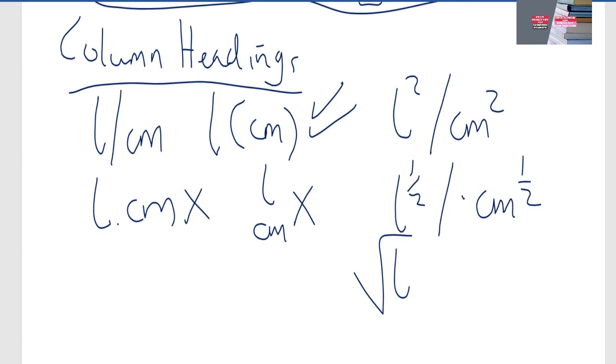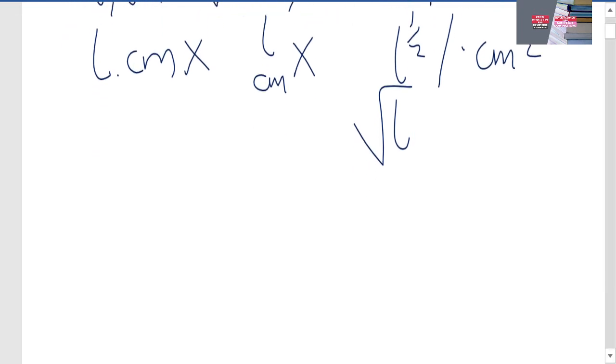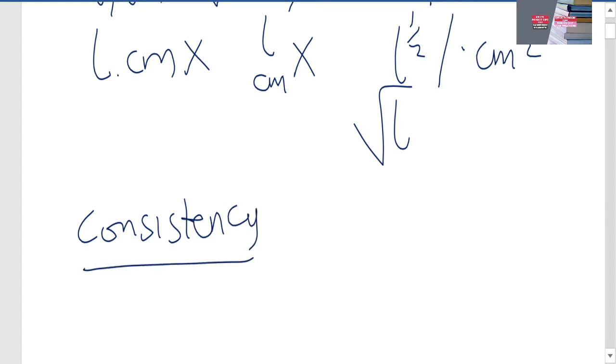So we then move on to the next thing, which is the consistency mark. So we have column headings, then after column headings, we've got the consistency. For consistency, that's exactly what I mean. L readings should always be correct to a millimeter. Very, very important. L should be correct to a millimeter.